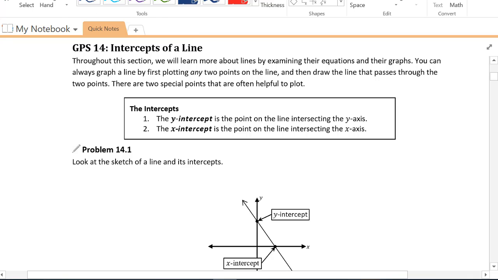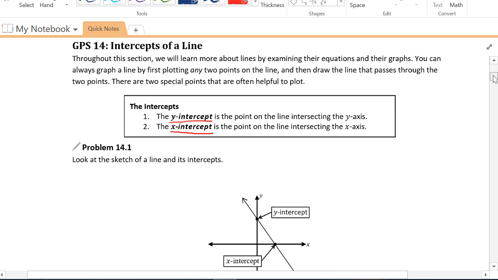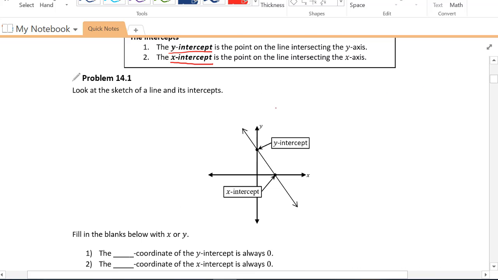So first let's talk about what the intercepts of a line are. A line has two intercepts: the y-intercept and the x-intercept. The y-intercept is where the graph intercepts the y-axis. See here, that's your y-intercept because the graph intersects the y-axis at that point. This one is called our x-intercept because that is where the graph crosses the x-axis.